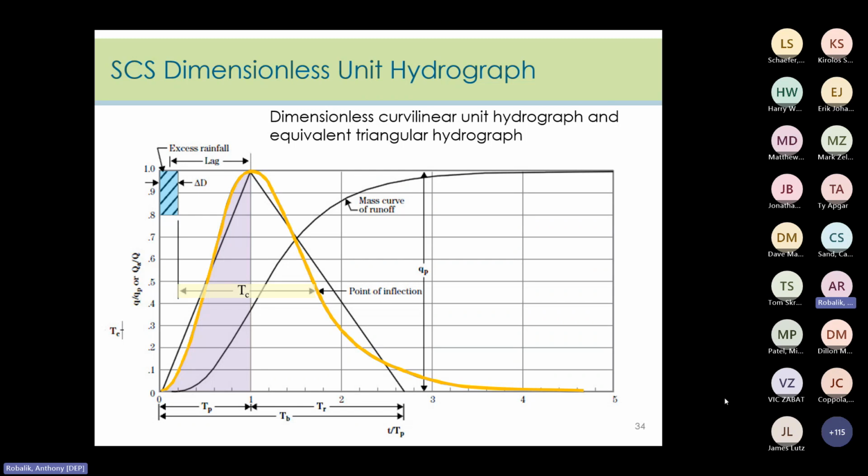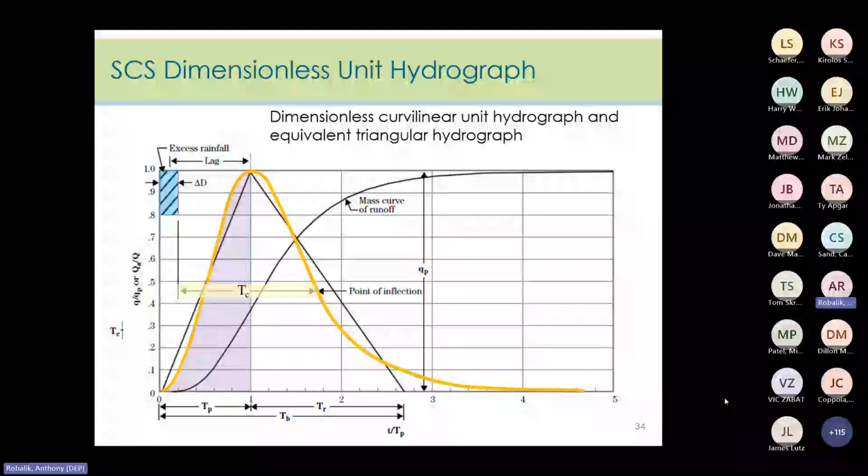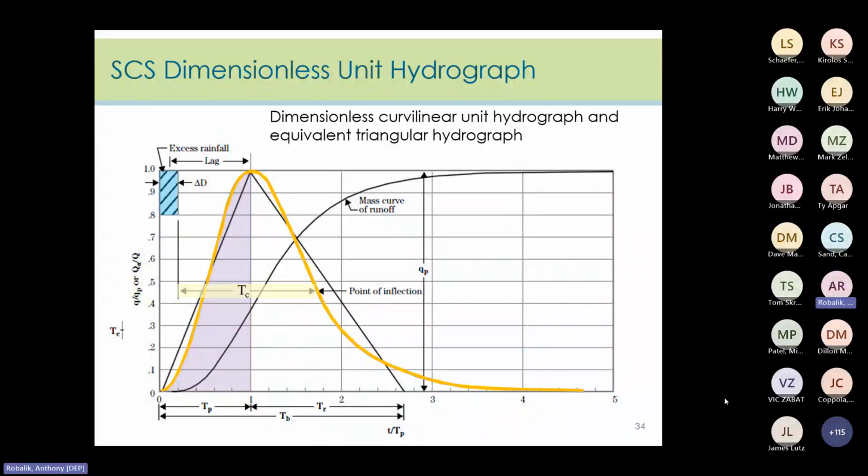The peak rate of runoff is the maximum height of the hydrograph. And you can usually see the shape factor on the printouts provided in the stormwater management reports. So that's something to check in the reviews. And again, for this particular hydrograph, it's usually around 484.